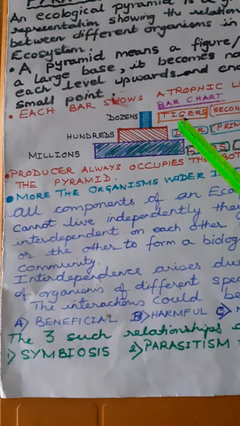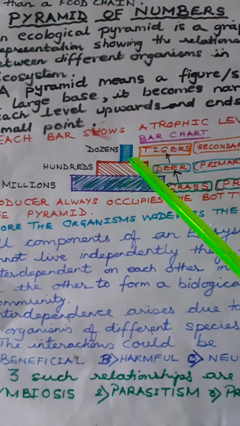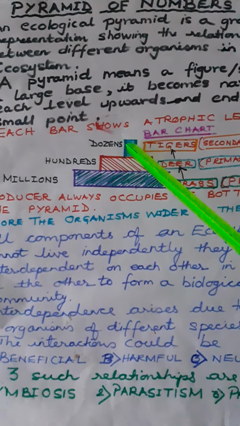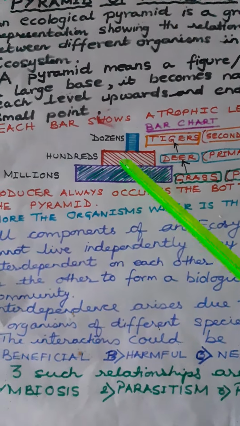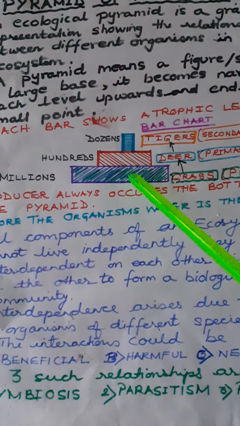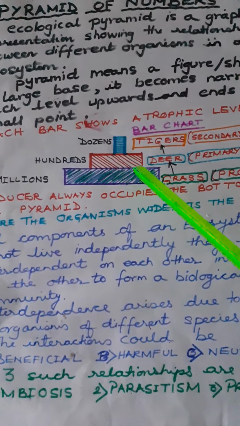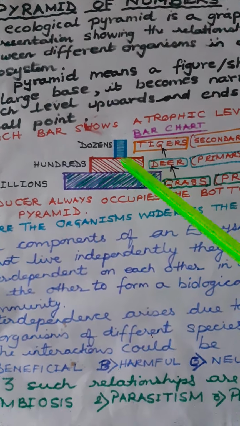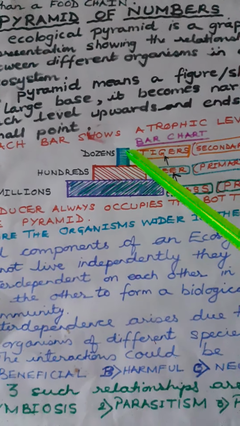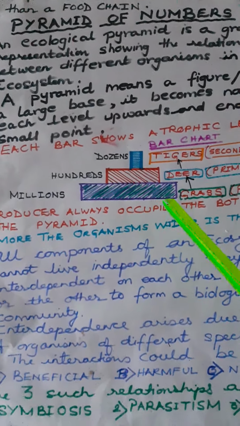So this is how they are placed, and this is called the pyramid of numbers, as each level is represented by numbers. This may be in millions, then hundreds and dozens. So always the base will have the maximum number of organisms, then on top slightly less, and again lesser, with the least on the top. It becomes less as you go up the pyramid, right?